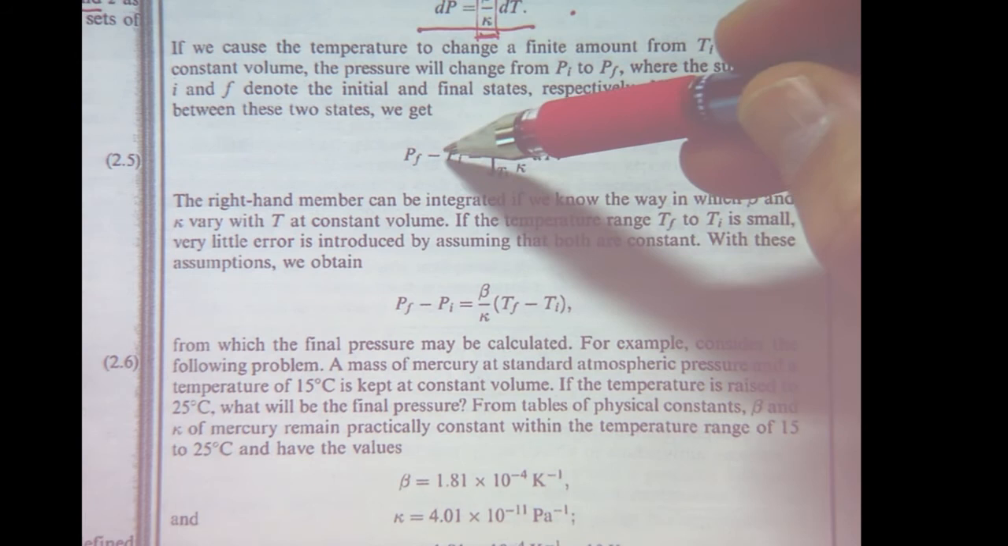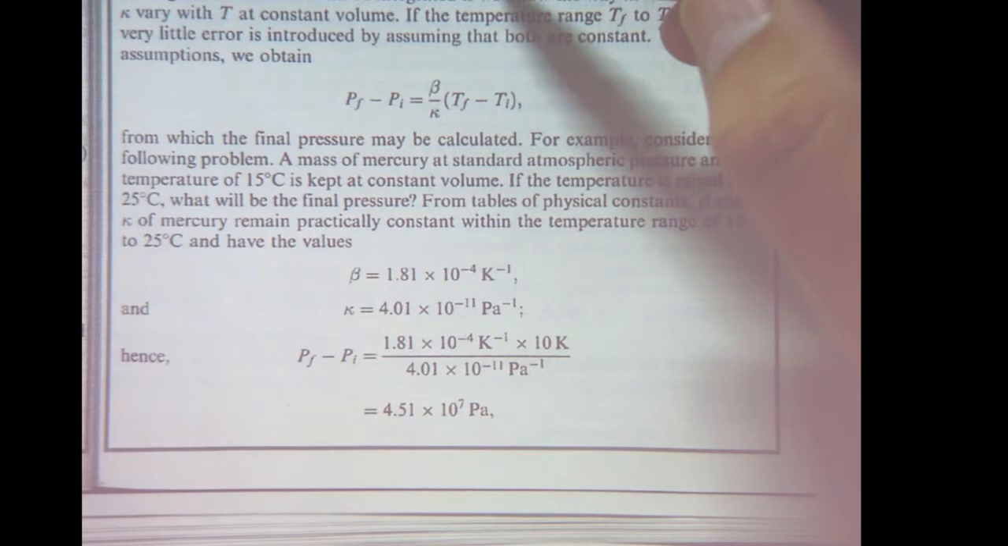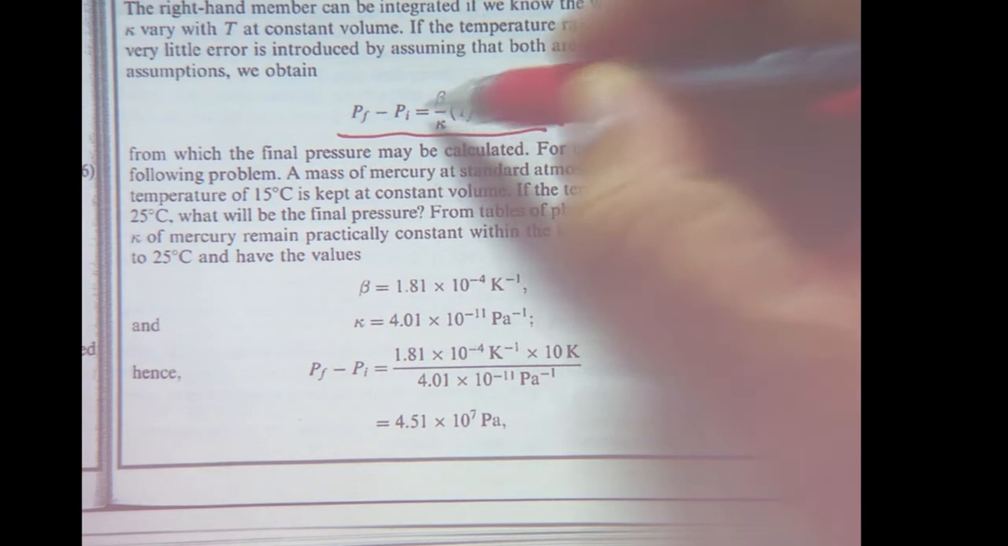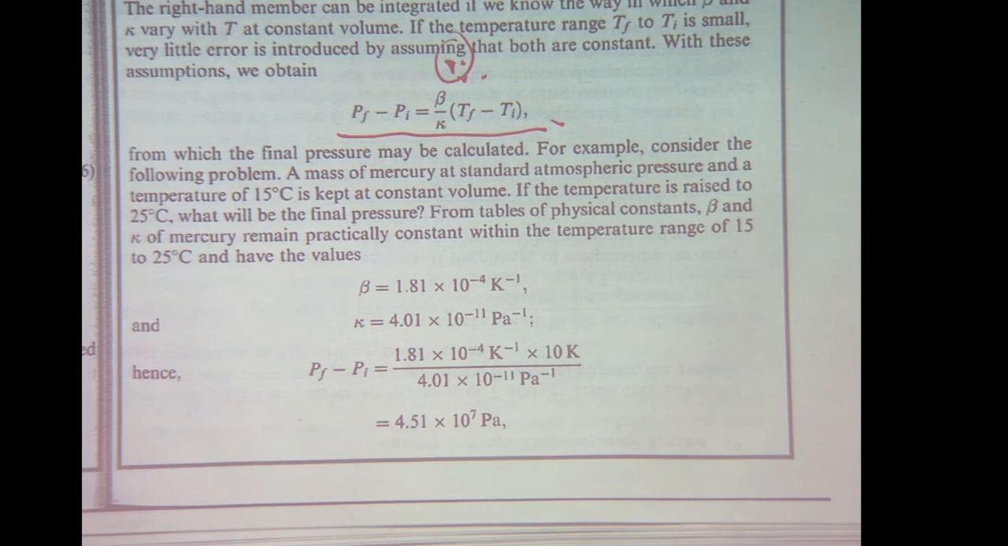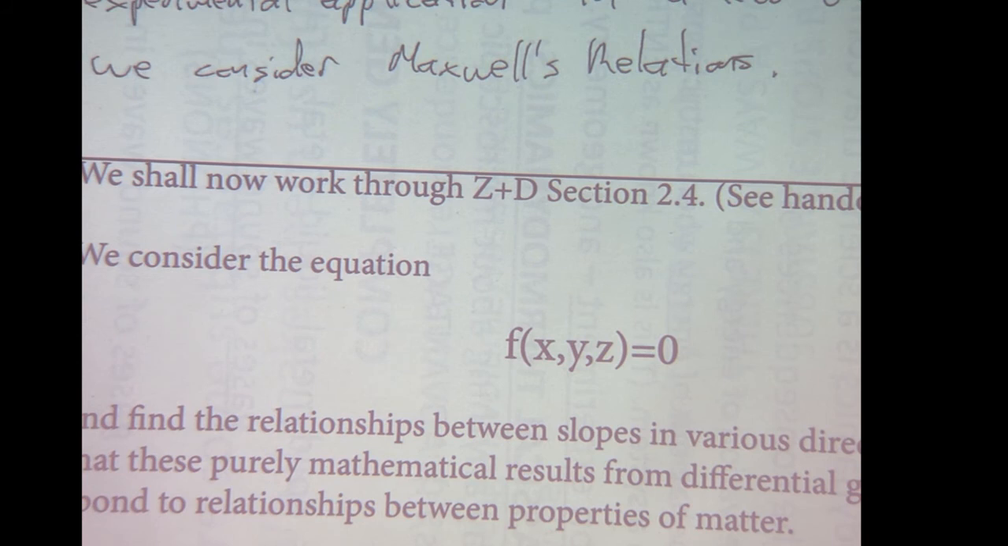If beta on kappa is close enough to a constant in the temperature range, then that can be written like this. You just have the delta T there, and beta on kappa evaluated at the initial temperature. It doesn't matter, it's constant, so it can be evaluated at any of the temperatures. Alright, so that's the introduction point that I wanted to make.